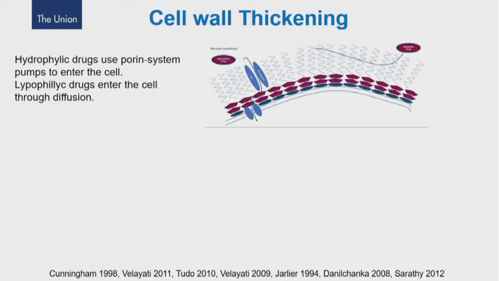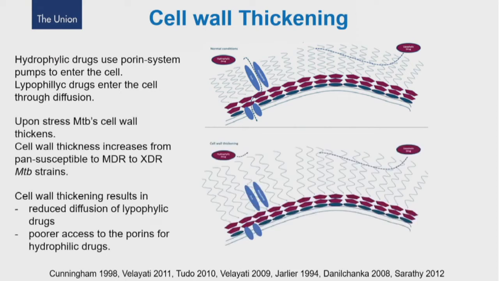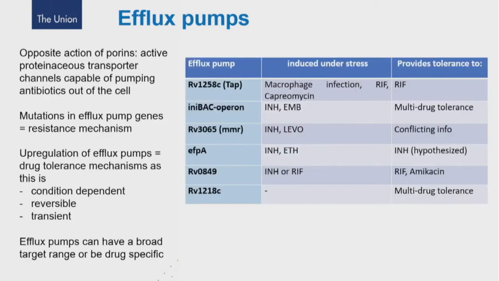Cell wall thickening: you have the hydrophilic drugs that use porin systems and the lipophilic drugs that come through with diffusion. If you have stress, then your cell wall will thicken, which has a consequence that the diffusion is more difficult, but also that those porins are much more difficult to access. So for both types of drugs, you create problems. Interestingly, the cell wall thickening increases from pan-susceptible to MDR to XDR. This is probably not related to the mutations conferring resistance, but to tolerance that precedes or accompanies the acquisition of drug resistance. We all know about efflux pumps.